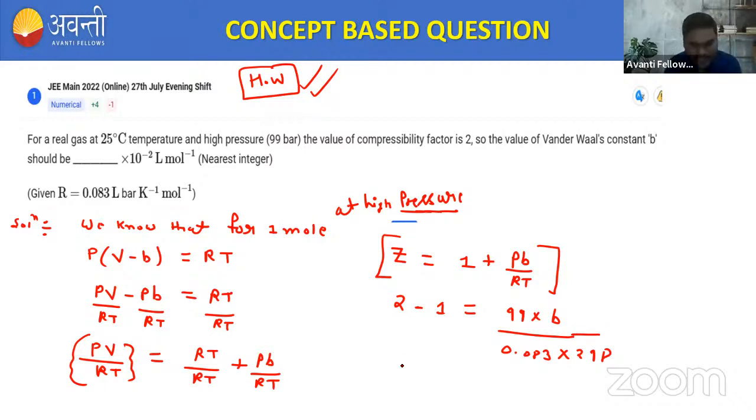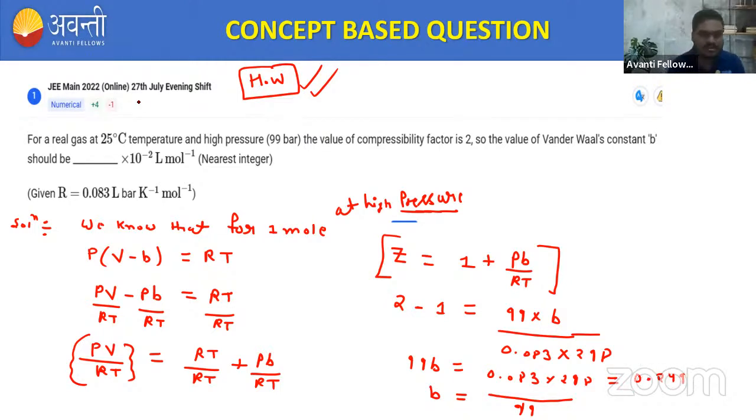See, कितना आ गया, जल्दी से बता दो एक बार फटाफट. So 2 minus 1 comes out to be 1. So we can say that 99B is equal to 0.083 into 298, or we say B comes out to be this upon 99. But simple. So this is how we calculate the value of B. So the answer comes out to be, कितना आएगा? तो अगर आप इसको solve करते हो तो ये आंसर आएगा 0.249.